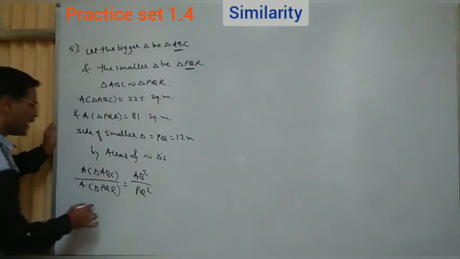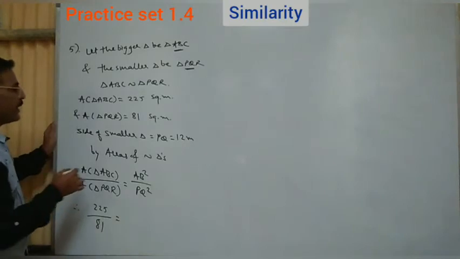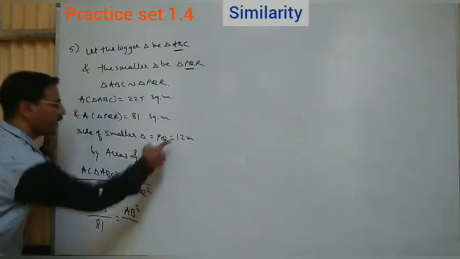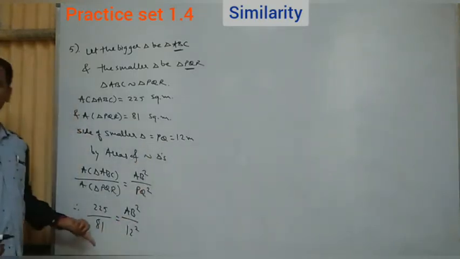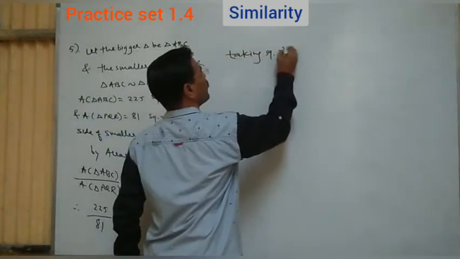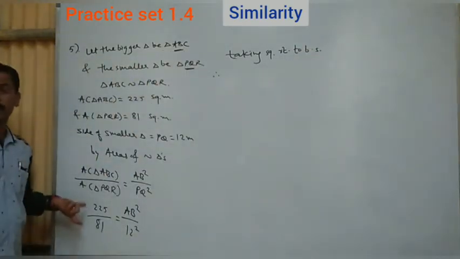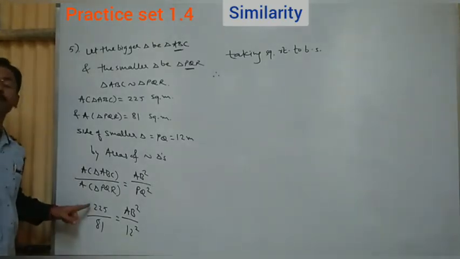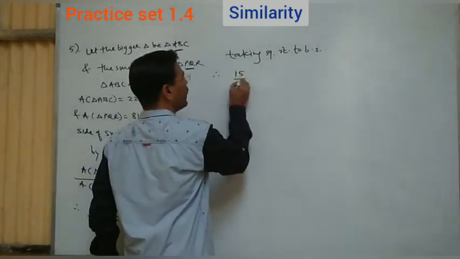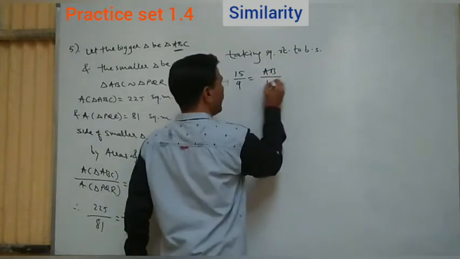We'll put it again as we saw in the last example, a very similar example. Here AB, which we have to find, and PQ is given, that is 12. Very simple, taking square root to both sides. What will we get, tell me? Both of these are square roots, we can find. 225 is a perfect square of 15, and here it is 9. So write here 15 upon 9, equals this side AB upon 12.